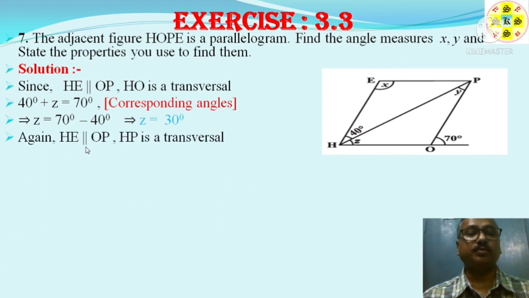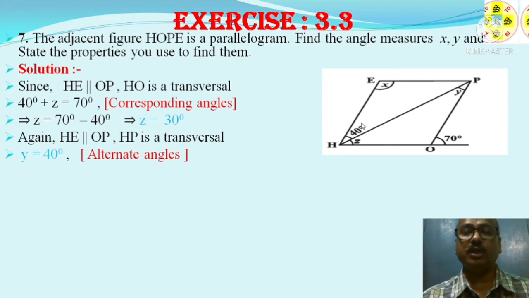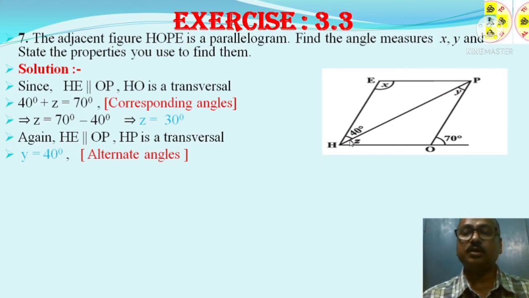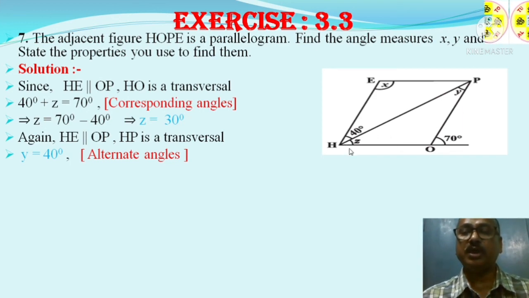Okay, now let us put this. Again HE is parallel to OP, and HP is the transversal, therefore angle Y is equal to 40. This angle Y is equal to 40, alternate angles. Here you can write the full name of the angle also: angle OPH is equal to angle PHE, that is alternate angles, or write in short, which is better. Angle Y equals 40 degrees, this is an alternate angle.